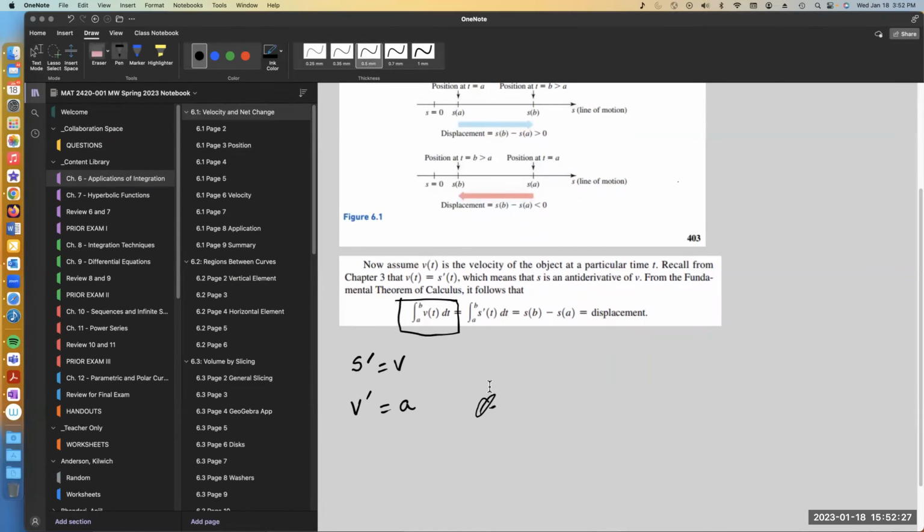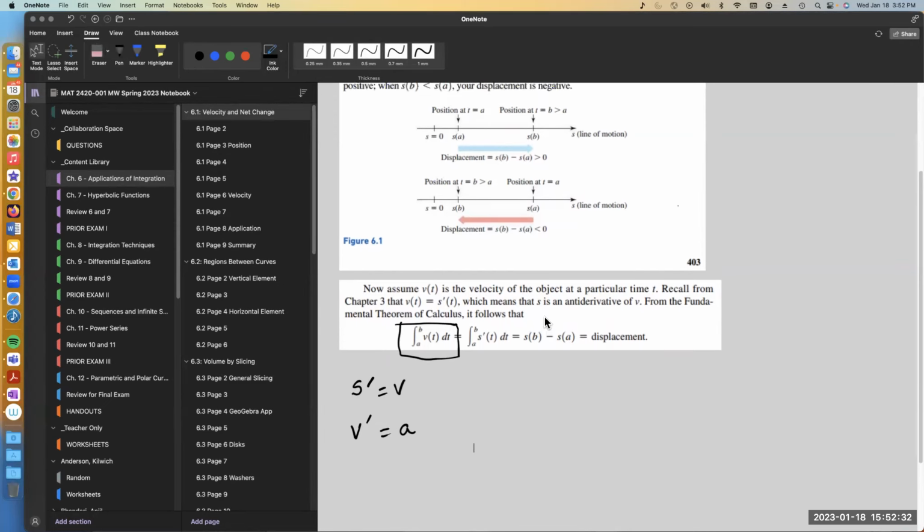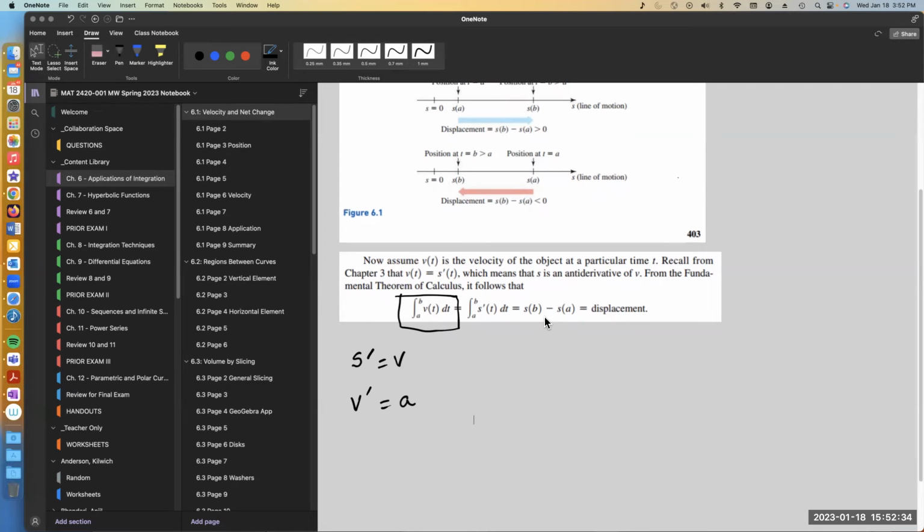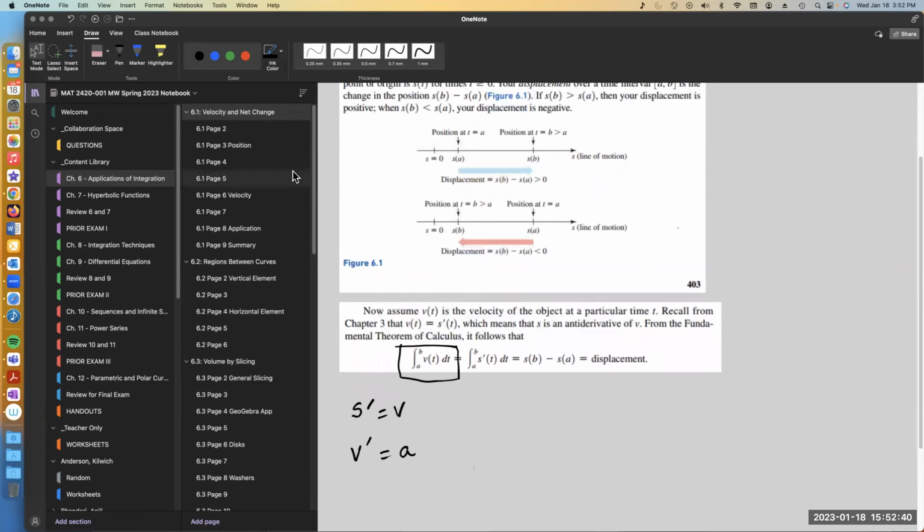So the nice thing is that that symbol automatically works. It automatically gives us the S of B minus S of A. We don't have to worry about when the particle is moving to the right and when the particle is moving to the left. This just does it for us. So very convenient.